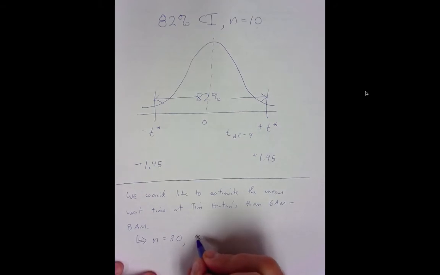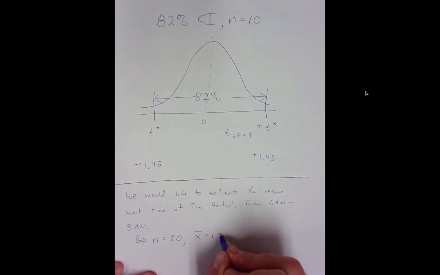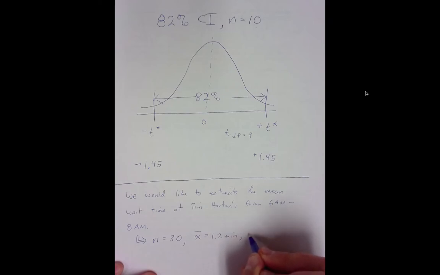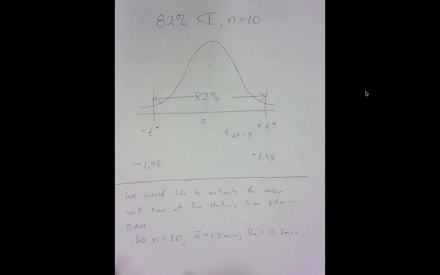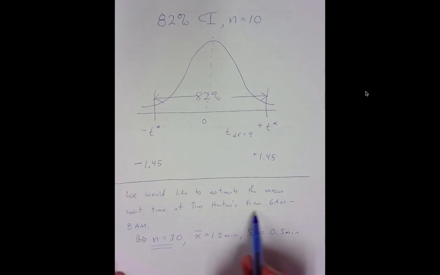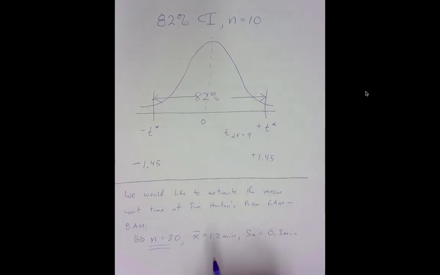Anyway, we would get all measurements for the 30 cars, and then we would do our summary statistics. And let's just say that the mean was 1.2 minutes with a standard deviation of 0.3 minutes. Now, we only got 30 cars, but we're wanting to make a statement about all cars at Tim Hortons.